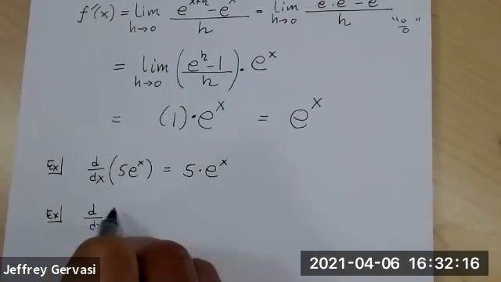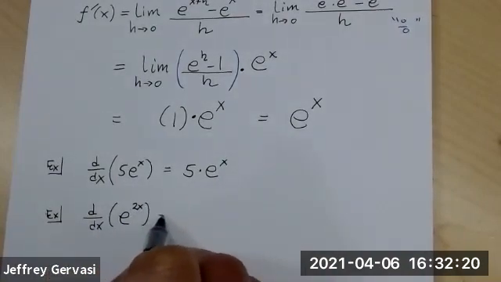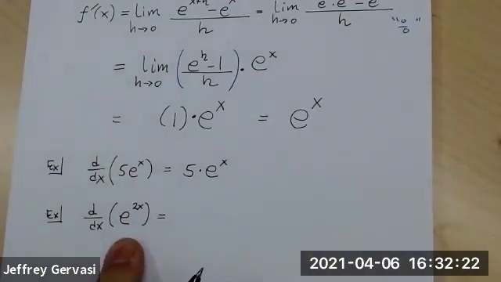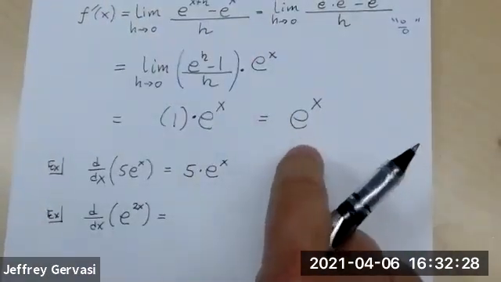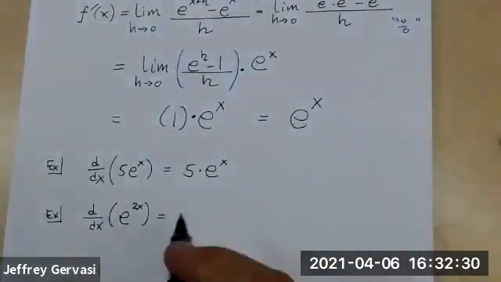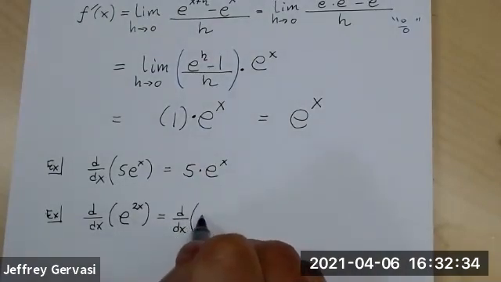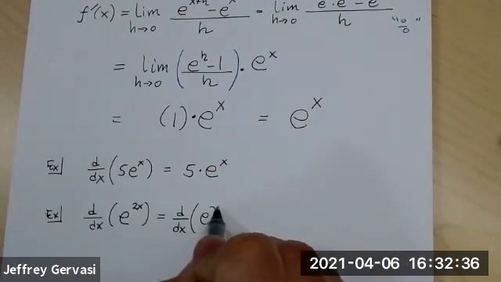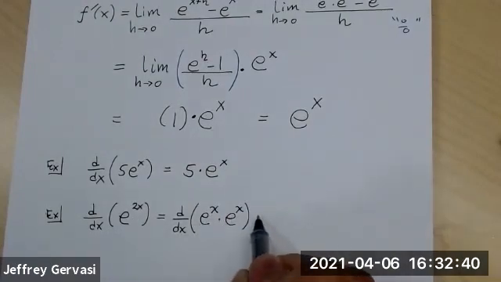The derivative, what about the derivative of e to the 2x? Now, I know that the derivative of e to the x is itself. But what about e to the 2x? Well, maybe what I'll do is I'll use a property of exponents. e to the 2x is the same as e to the x times e to the x. And then I'll do the product rule.